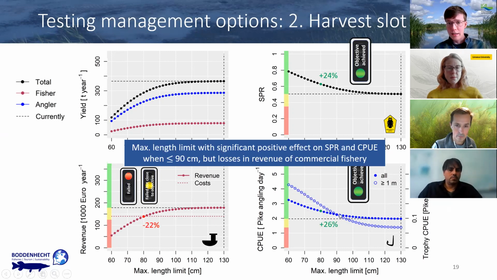What we can see here is also that the maximum length limit should be equal or below 90 centimeters. So otherwise it's not very effective if it's 1 meter or something. And we have a problem that we have some losses for the fishermen.